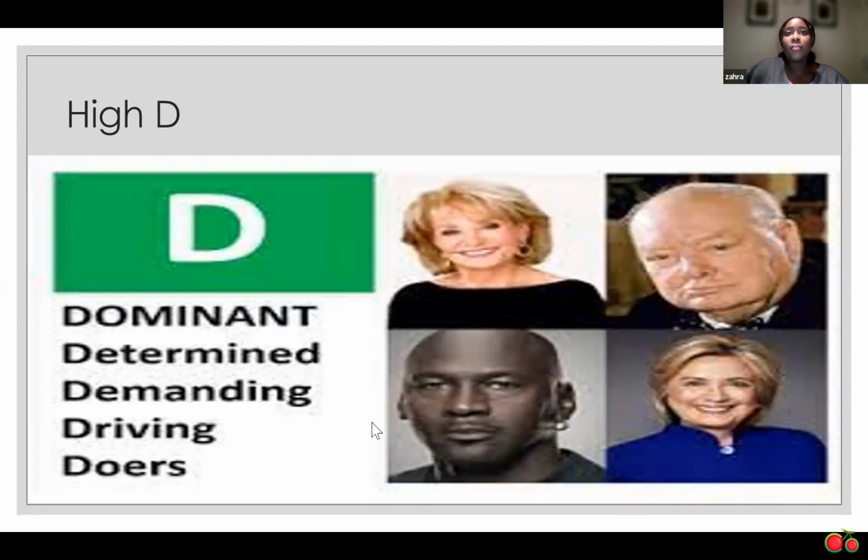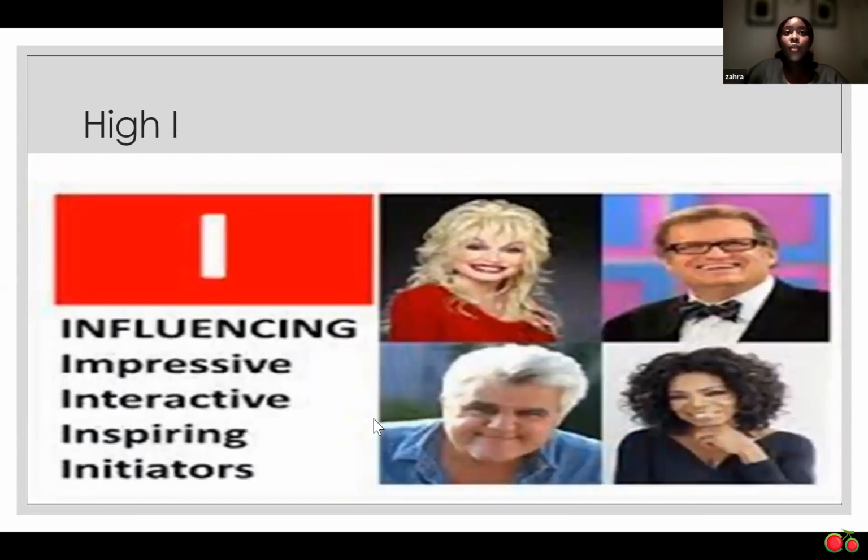Then you have your high Is. Your high Is are the influencers. They are very extroverted and outgoing, also people oriented. They tend to be very inspiring, impressionable, interactive, and involved. They're typically vocal and animated, and they like to engage others in conversations. If you have a high I in your team, try to ask them how their day is going. Try to get to know them. That helps you work better with a high I. In the case of a high D, just go straight to the point. Don't try to start conversations.